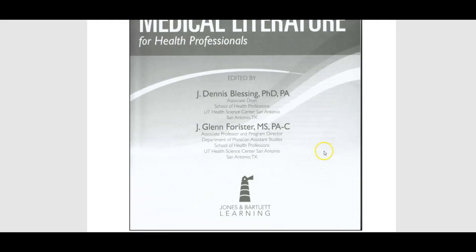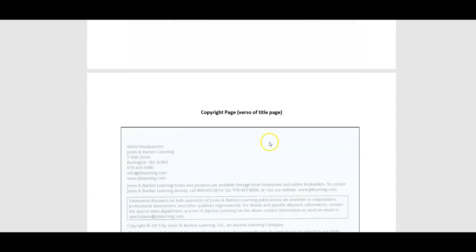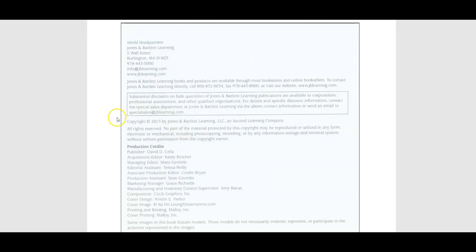Scrolling down the title page, I'll find out if we have authors or editors. We have two editors, J. Dennis Blessing and J. Glenn Forrester. Scrolling down further, the other piece of information we can gather from our title page is the publisher, Jones and Bartlett Learning. What we still have is to find the copyright or publication date. On the back of the title page or copyright page, you'll find that date, copyright 2013.